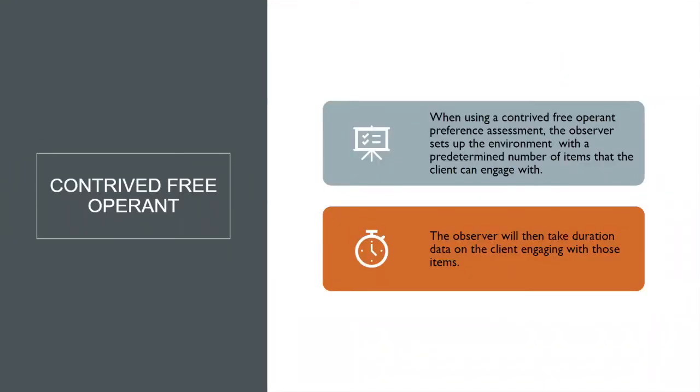If you have to use contrived free operant preference assessment, you will set up the environment with a number of items that the child can engage with versus having the client freely have access to anything and everything in the room. Maybe narrowing down some of those items can give you better results on what items or toys can be potential reinforcers for your client. And same thing, the RBT will record the duration of each engagement of the items or toys the client chooses.